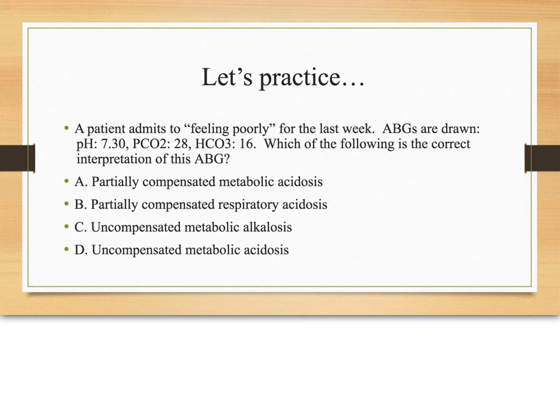Our fourth step then is to see, is it partially or fully compensated? And that's easy. We look at our pH. Is it within the normal range? And it is not. We are still below 7.35. So our interpretation, there's no oxygen levels to interpret here, but our acid-base interpretation of this blood gas then is a partially compensated metabolic acidosis. So we went through our steps and we got the right answer.